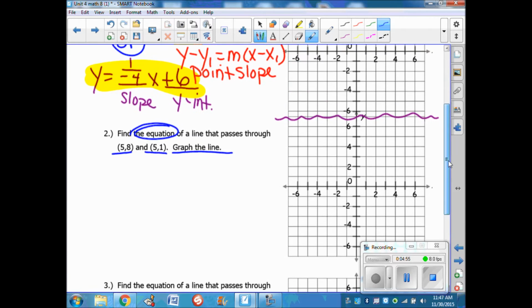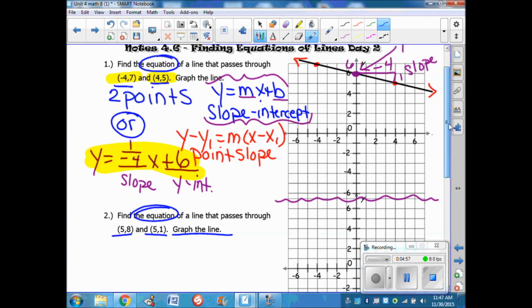Did I label my equation back here? I did not. Well, we wrote the equation, so let's back it up and put that in there. Plus 6. Remember what I said, it doesn't matter where you put your negative as long as it represents a negative slope, you're fine.